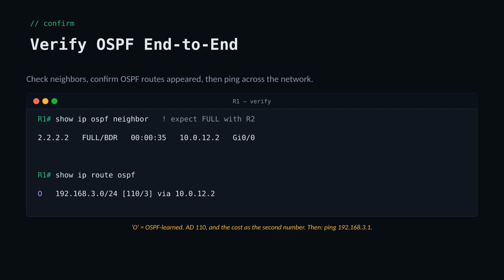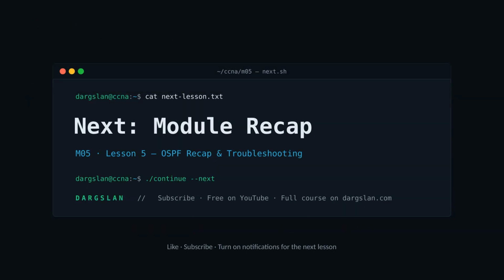Finish with a ping to 192.168.3.1 and you've proven end-to-end reachability without a single static route. And that wraps up this lab.